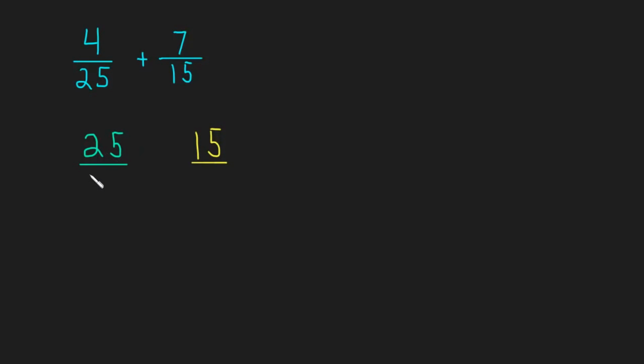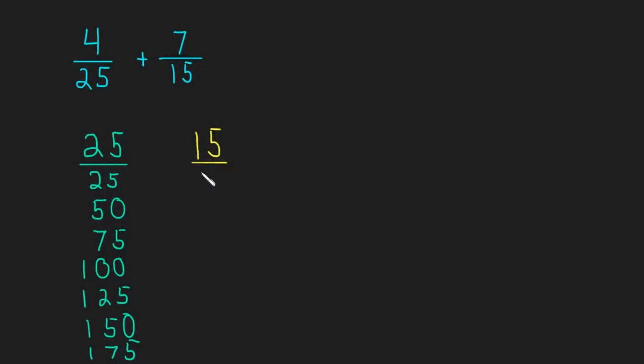So multiples of 25. 25 times 1 is 25. 25 times 2 is 50. Times 3 is 75. Times 4 is 100. Times 5 is 125. Times 6 is 150. Times 7 is 175. And I'll stop there. So we got 7 multiples.